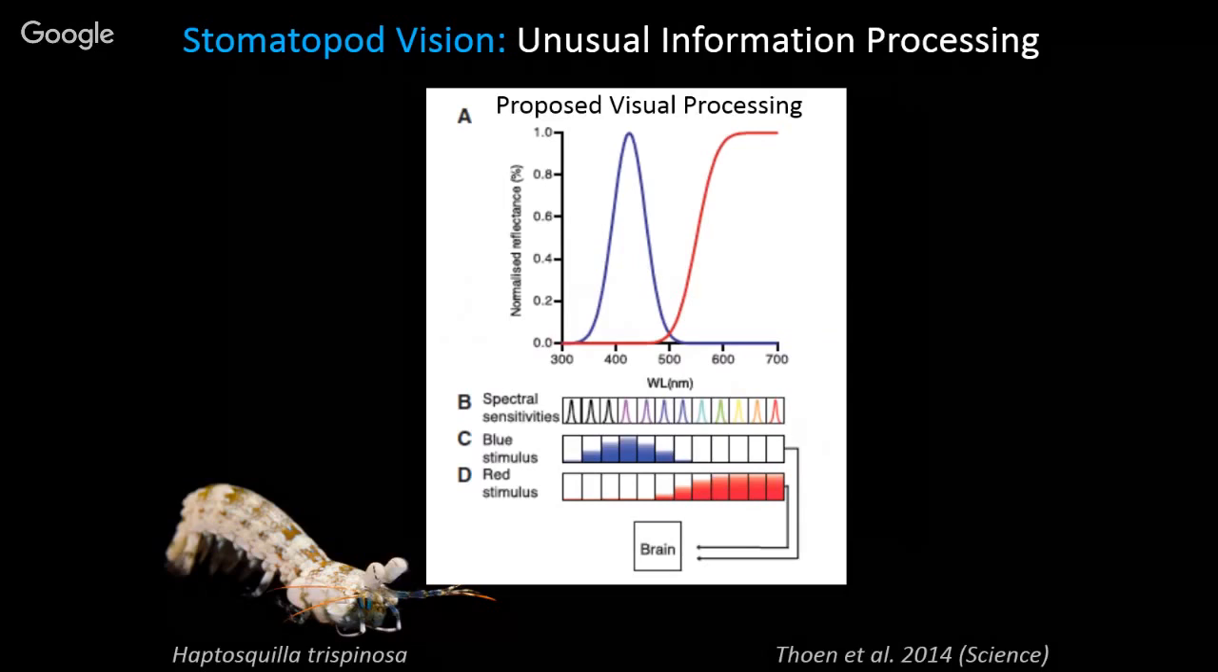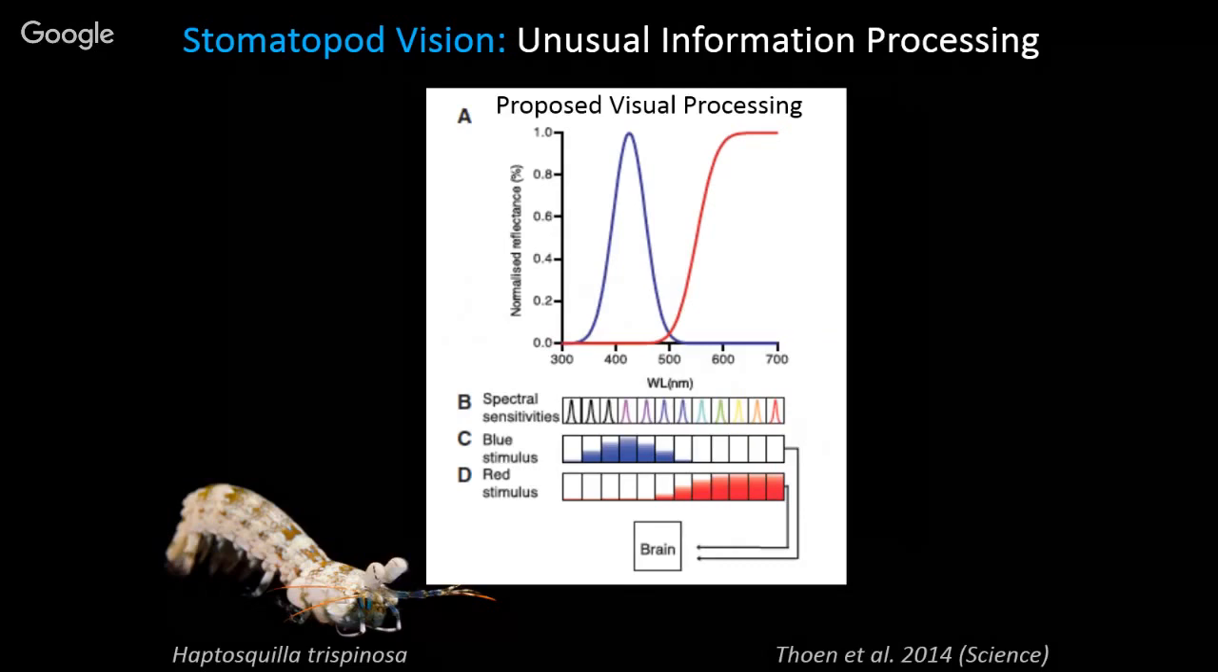And what Hannah and her collaborators, Justin Marshall, proposed is that rather than comparing inputs to be able to discriminate colors, their visual system is more of a frequency detector. So if you give the stomatopod visual system a blue signal, if they're looking at something blue, this set of receptors gets stimulated, and the brain says there's some threshold that says a bunch of blue receptors are stimulated, that color must be blue.